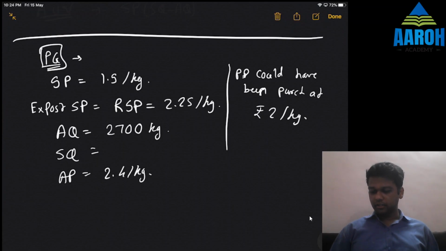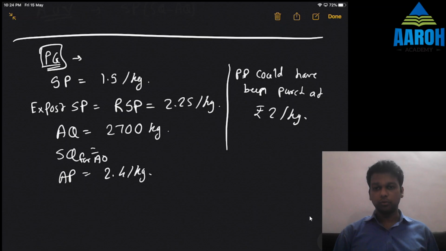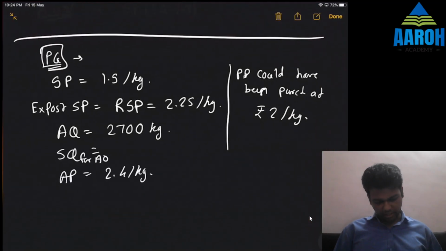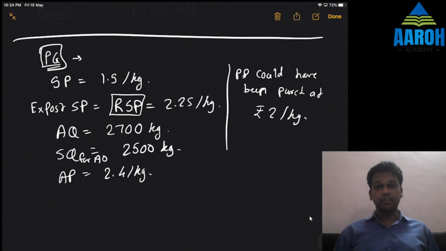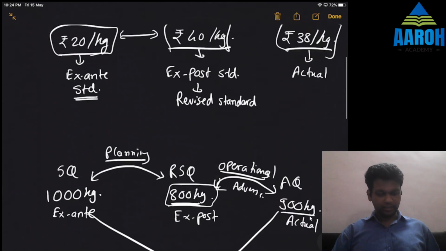Let's go to standard quantity. Standard quantity is always for actual output. So how much did we need for actual output? Actual output is given: production of P was 1000 units. And in the first line of the third paragraph, they have said that we could use 2.5 kg of either raw material to make 1 unit of P. So 1000 into 2.5, the standard quantity is going to be 2500 kgs. If you observe here, there is only a revised standard price, no revised standard quantity, but this information is extra. So what to do with that, we'll see. Let's try to map this, just like we mapped the above chart.